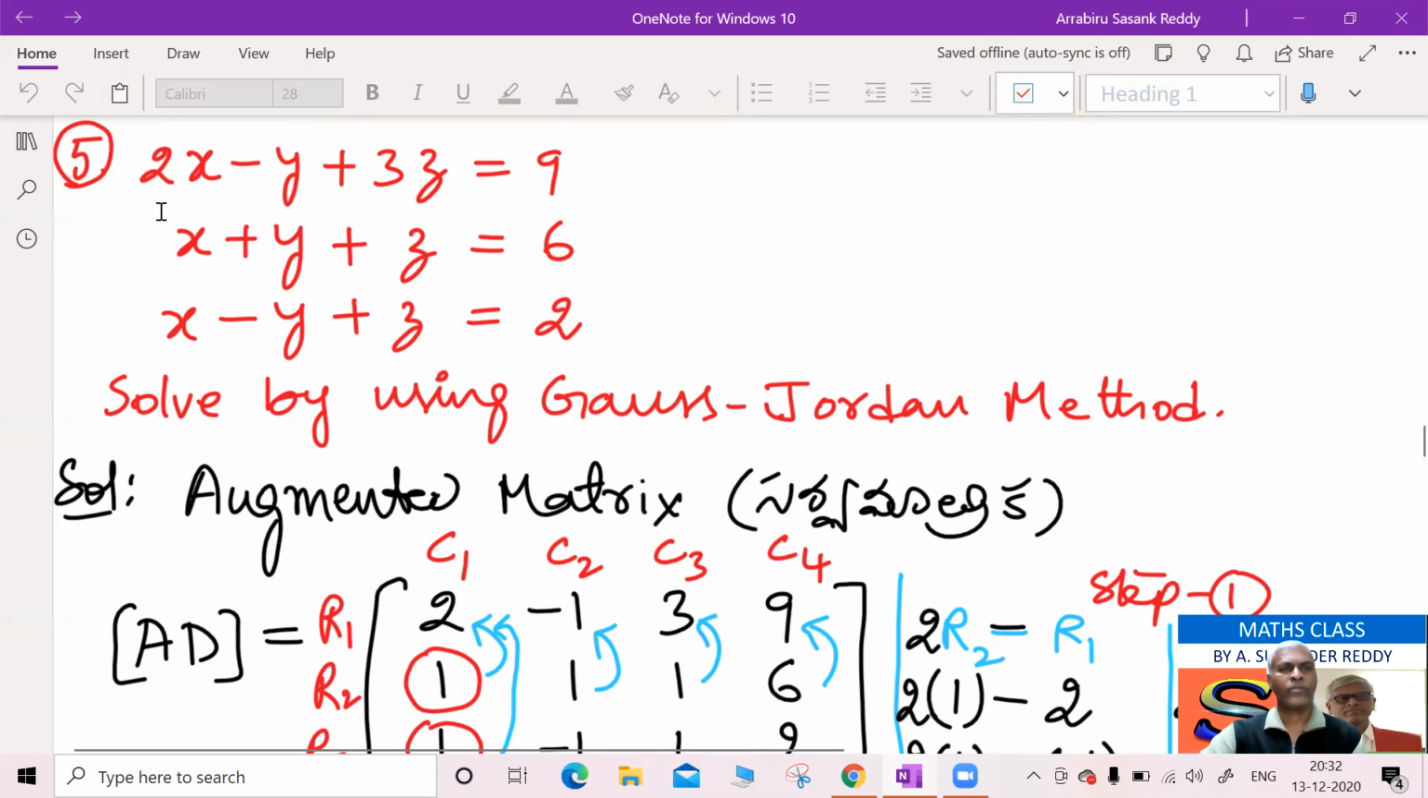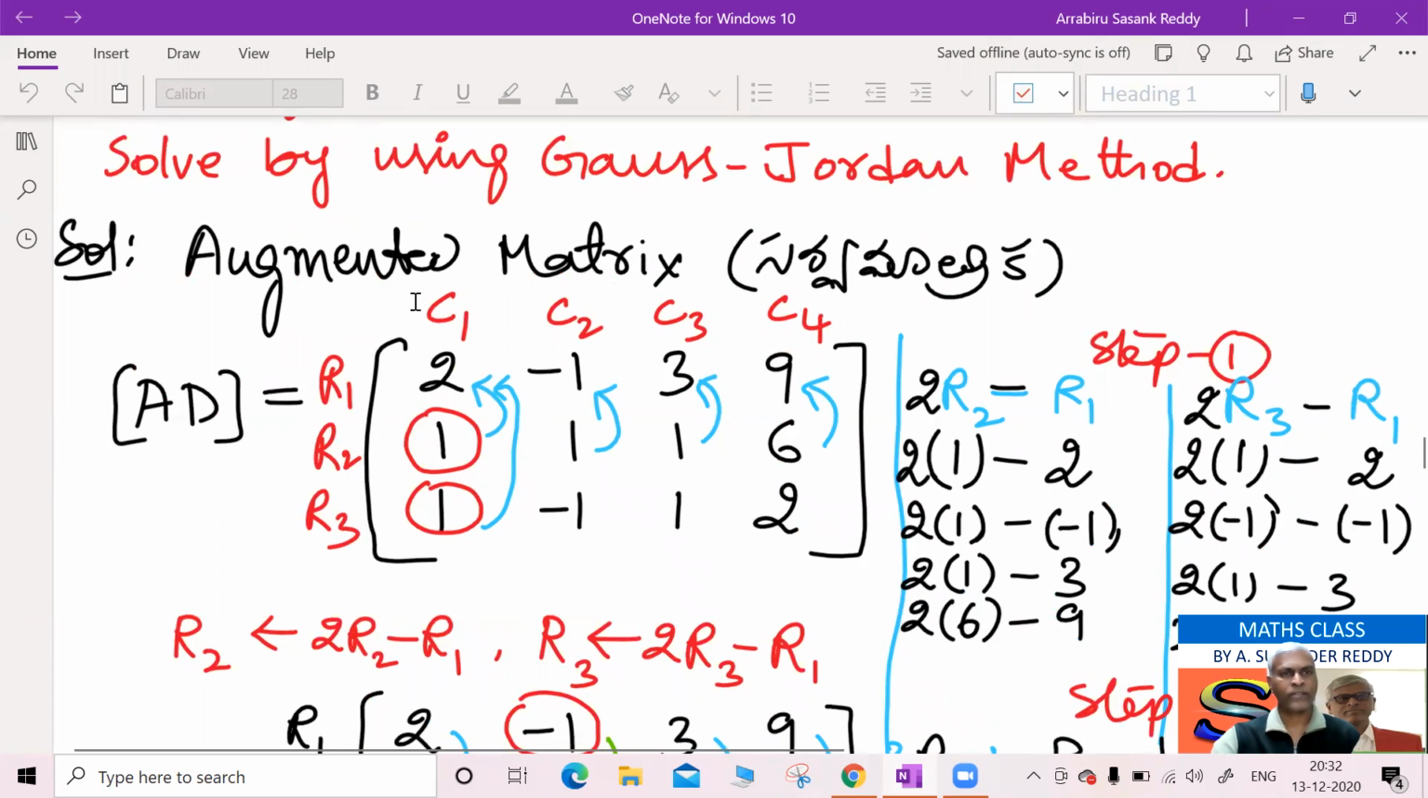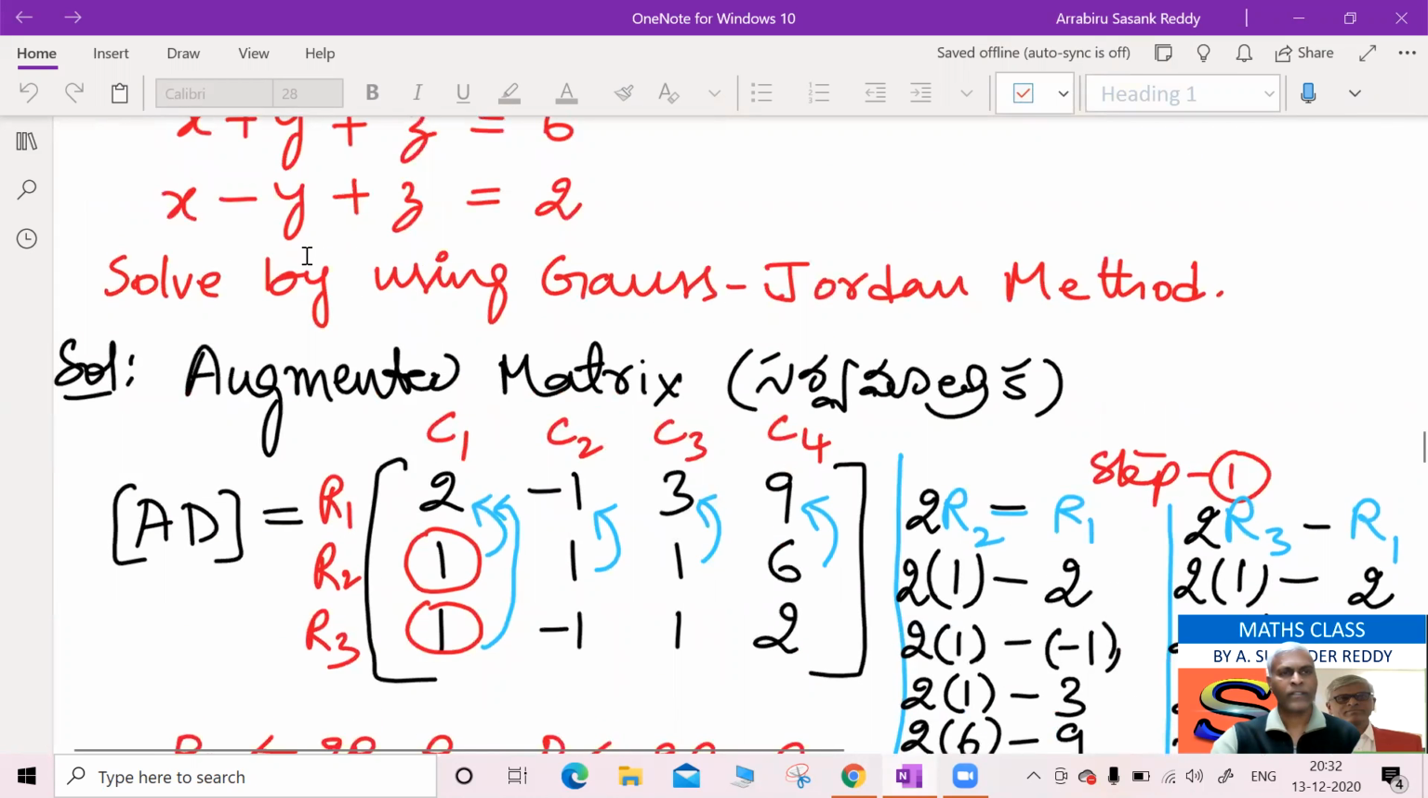First, the coefficients of x, y, z and the constant in the first equation are written as the first row, the coefficients of x, y, z and the constant of the second equation as the second row, and the coefficients of x, y, z and the constant in the third equation as the third row. 2, minus 1, 3, 9; 1, 1, 1, 6; 1, minus 1, 1, 2. This is the augmented matrix.